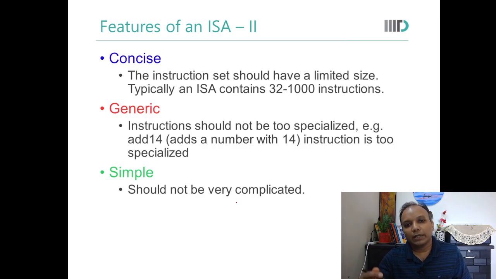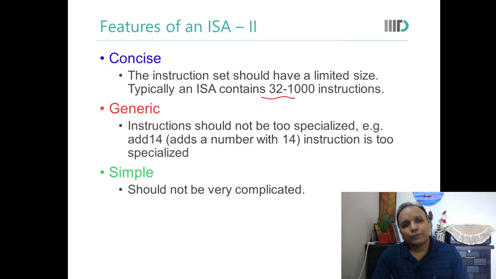Typically an ISA will contain anything from 32 to 1000 instructions. Lower number of instructions indicates that it is a RISC computer. RISC, as the name suggests, is reduced instruction set computing. So, basically you will have fewer instructions in RISC computers.